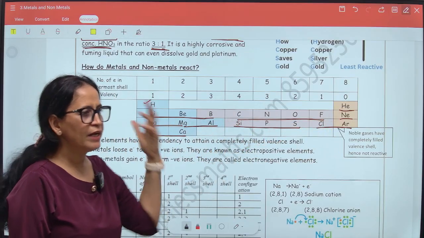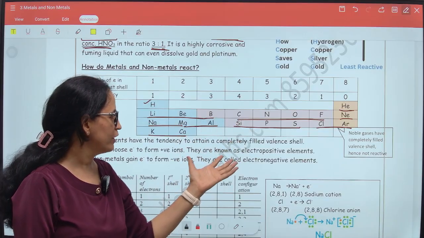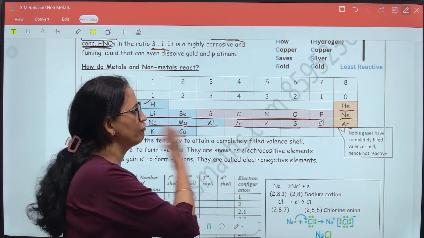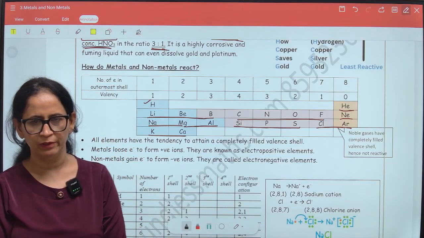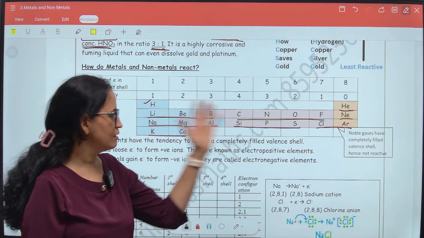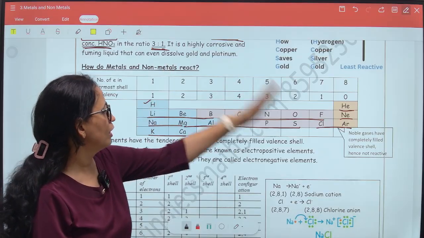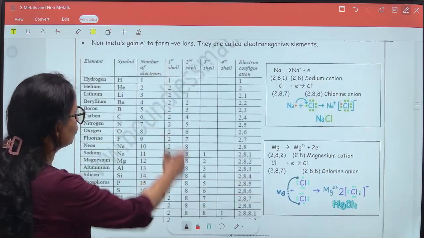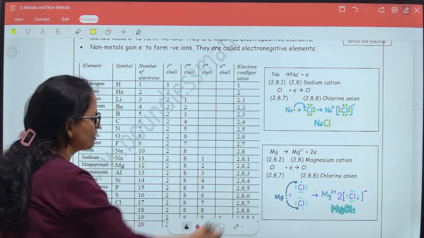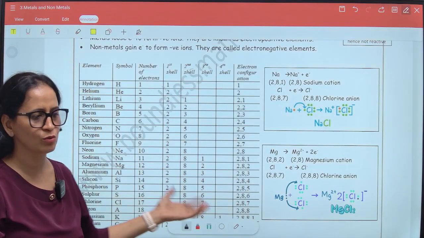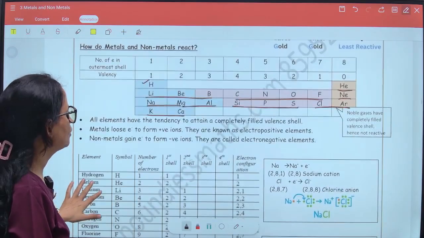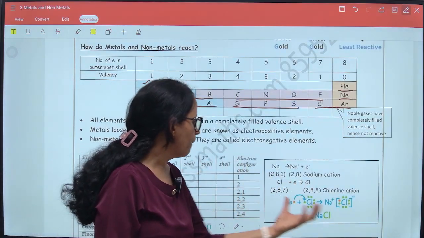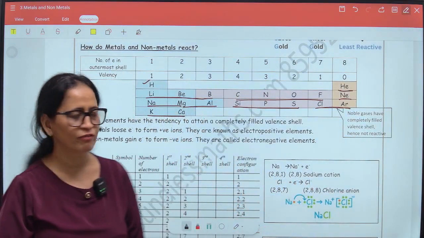H, He, Li, Be, B, C, N, O, F, Ne, Na, Mg, Al, Si, P, S, Cl, Ar, K, Ca. Why do we need to learn them in this order? Because they are arranged in the form of increasing atomic number, and if you know them in the sequence, how they are placed in which column of the periodic table, what is their symbol, what is their electronic configuration, what is their valency, how and what kind of ions they form, then it is much easier to understand how compounds get formed by exchange of electrons.